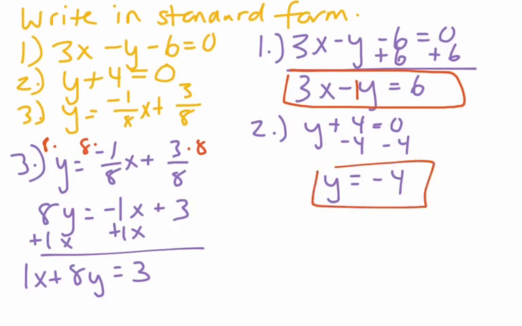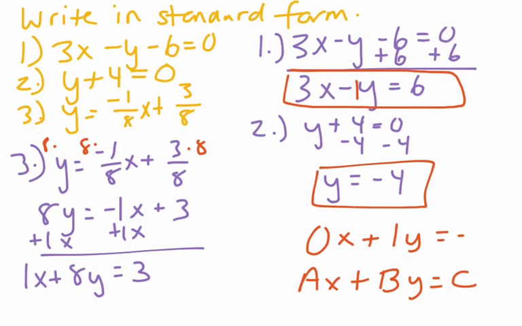Now, technically, that satisfies this, but you're probably wondering, wait a minute, what about the x? There's just too much missing here. So remember, we're trying to get to ax plus by equals c. So what we have there is 0x plus 1y equals negative 4. And the a value in front of the x is actually a 0, because 0 times x would be 0, and it would cause it to drop out.